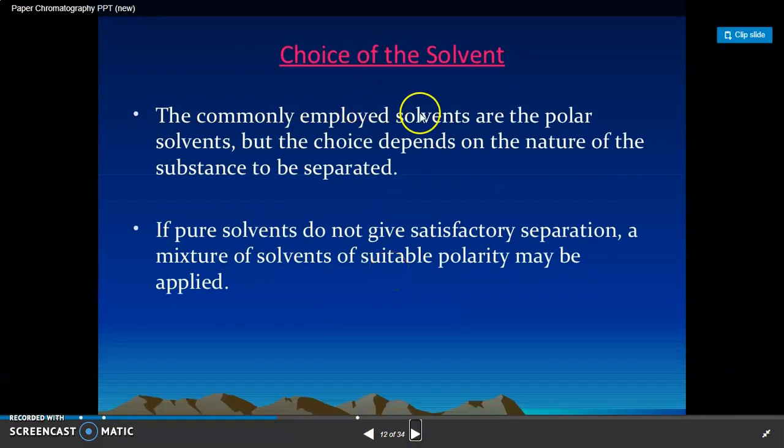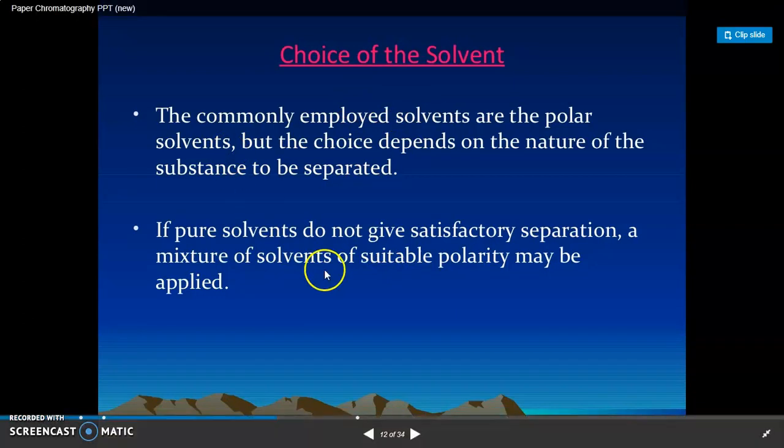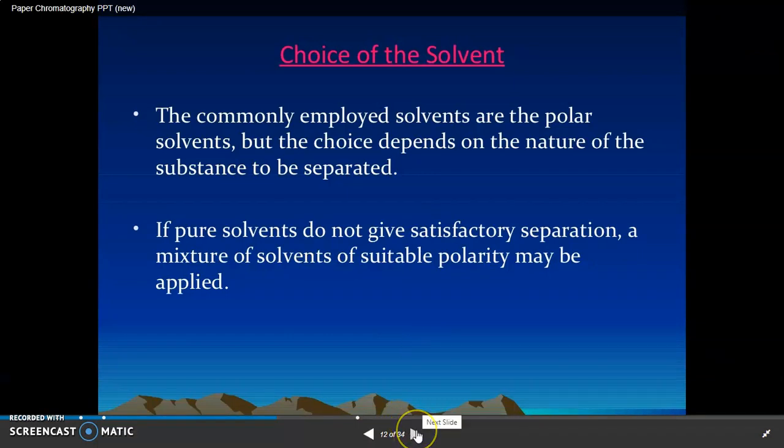Commonly employed solvents are polar solvents like water, isopropanol. Most of the solvents used for paper chromatography are polar solvents. If pure solvents do not give satisfactory separation, then a mixture of solvents can be used.